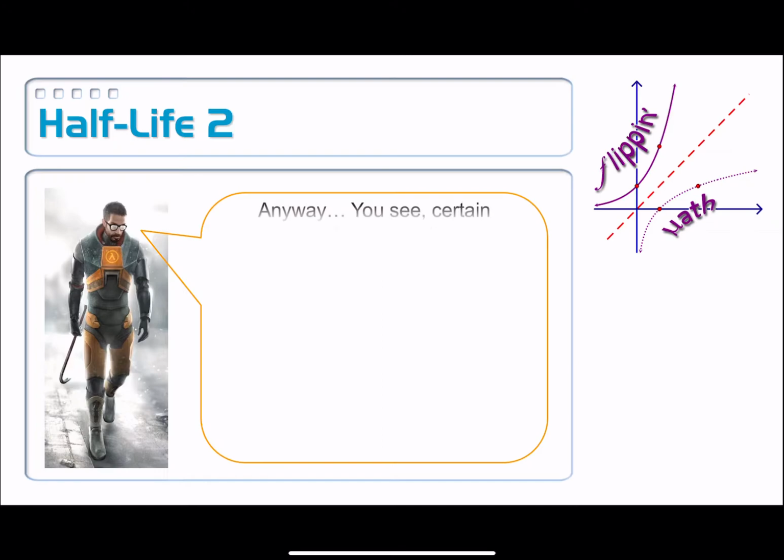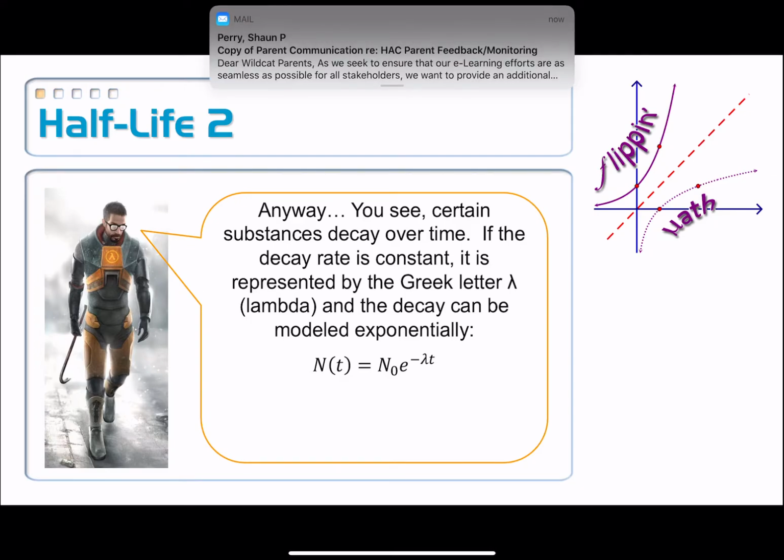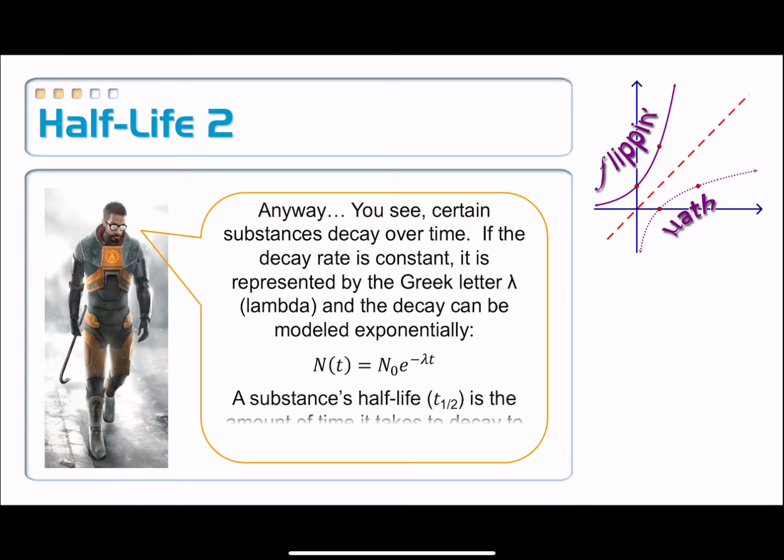Indeed. Anyway, you see, certain substances decay over time. If the decay rate is constant, it is represented by the Greek letter lambda, and the decay can be modeled exponentially as N of t equals N sub naught times the natural base to the negative lambda times time. Gordan, what was that? Could you tell me again? N of t equals N sub naught times the natural base to the negative lambda times time. Okay, thank you. I didn't quite catch that the first time there. A substance's half-life, t sub 1/2, is the amount of time it takes to decay to 1/2 of the original mass.